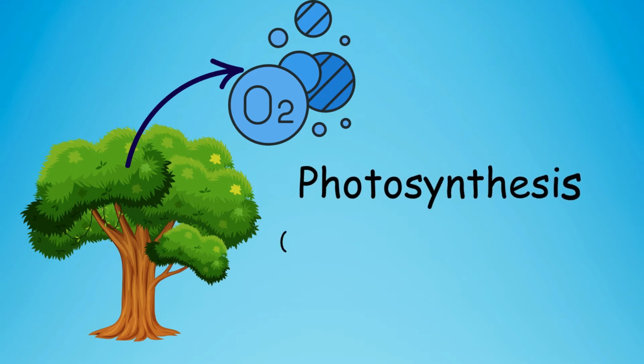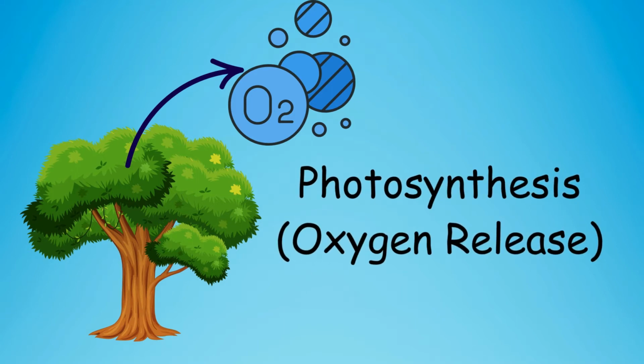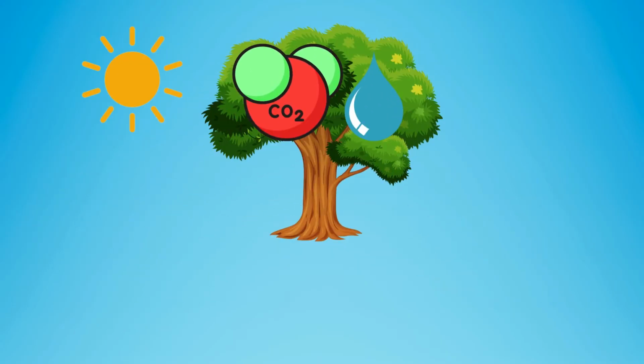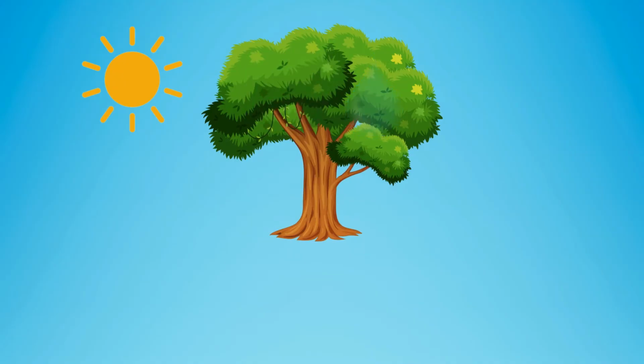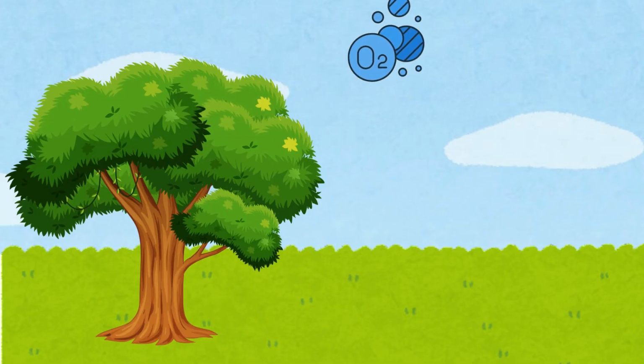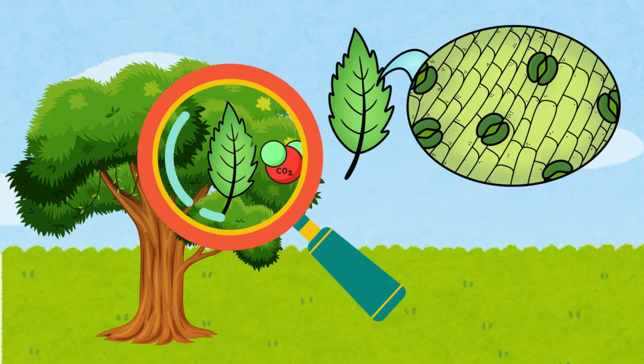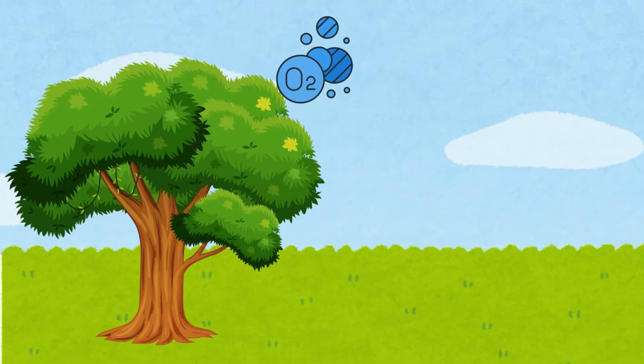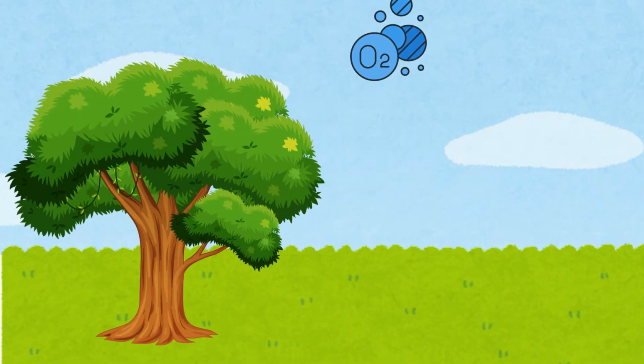The first step is photosynthesis, or the release of oxygen in the atmosphere. Photosynthesis is the process in which plants use carbon dioxide and water in the presence of sunlight to create energy, which is glucose, and release oxygen into the atmosphere. The plants take in carbon dioxide from their stomata, a cell on the back of every leaf, and take in water from the roots. This is how the oxygen is released into the atmosphere.